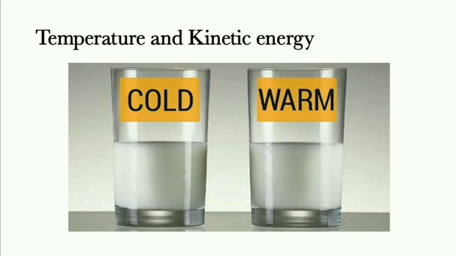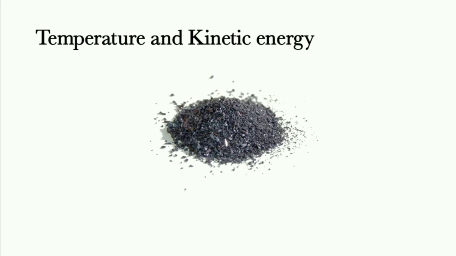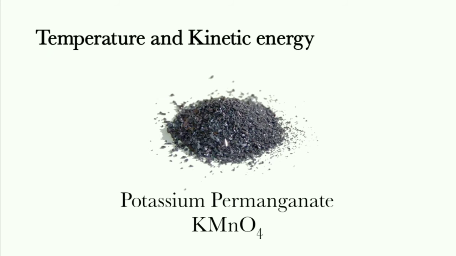To perform this activity, we require 2 glasses of water. One is cold, another one is hot water, right? And along with this we require a chemical which is available in the laboratory called potassium permanganate. Its chemical formula is KMnO4. If you don't have this, we can still perform this activity by using a food color which is available in your kitchen. So let us see what we have to do with this.